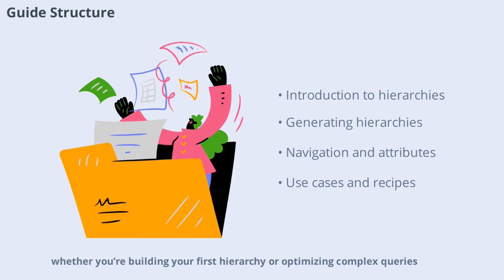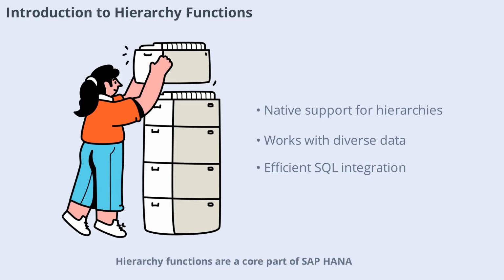complex queries. Hierarchy functions are a core part of SAP HANA, enabling native support for hierarchical attribute calculation and navigation. These functions let you perform typical hierarchy operations directly on relational data, integrating seamlessly with SQL queries. Hierarchy functions are especially useful for handling real-world data that's inherently hierarchical, such as company structures, categorized documents, or permission systems. By using these functions, you can efficiently query and manage diverse data layouts in a consistent, structured way.